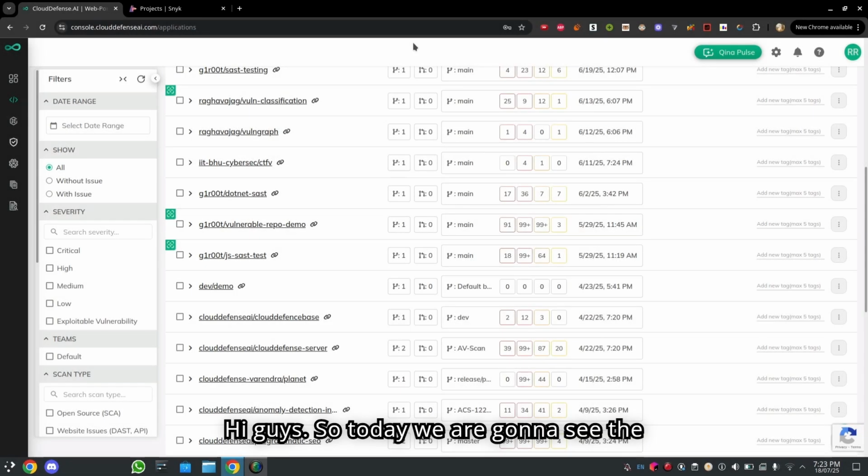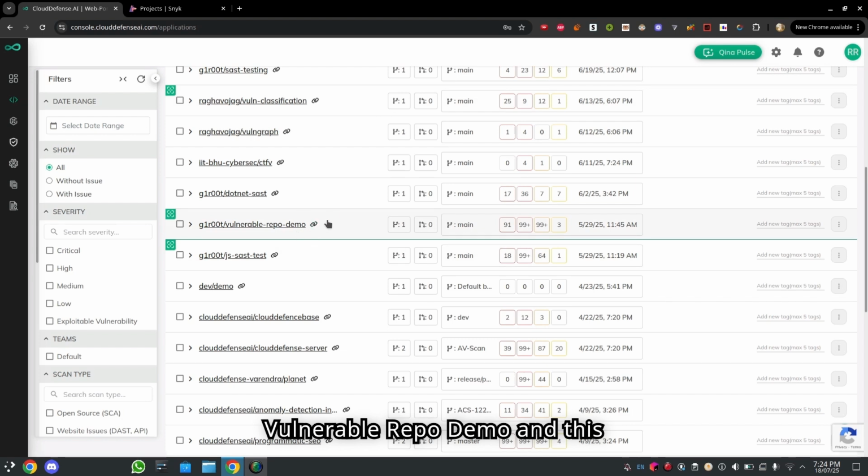Hi guys, so today we are going to see the differences between two AppSec tools. One is QINA Clarity by CloudDefense.AI and the other one is Snyk. I have triggered a scan on both of them on the same project called Vulnerable Repo Demo, and this repo contains a large number of vulnerabilities and a large number of false positives also.